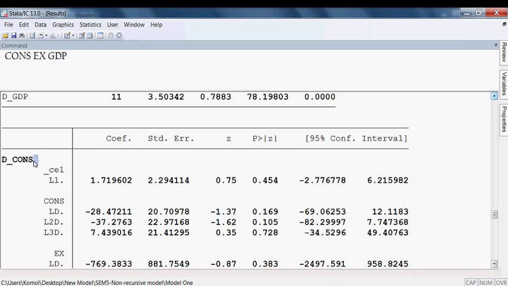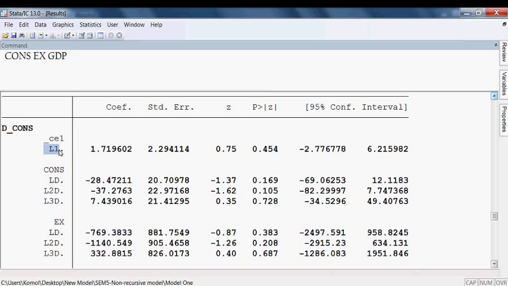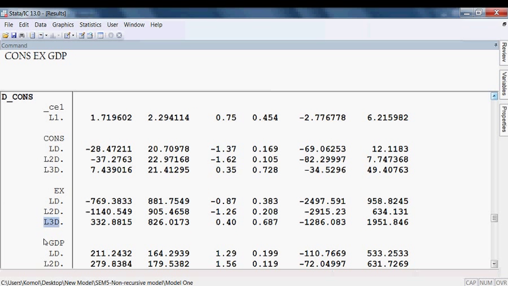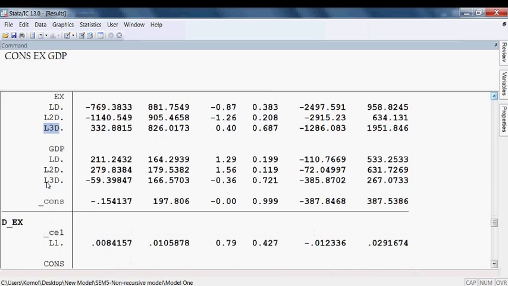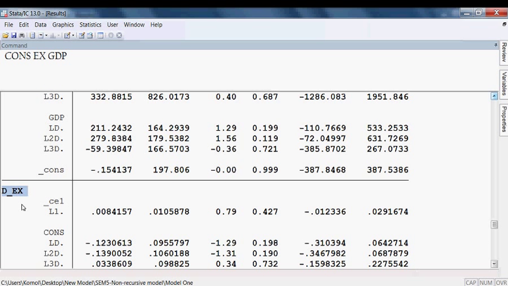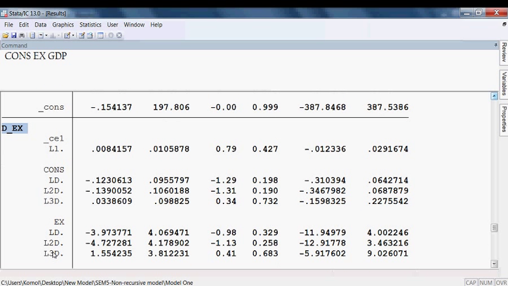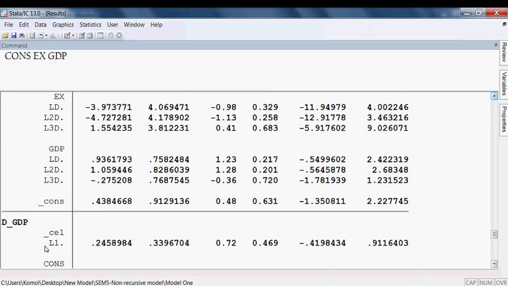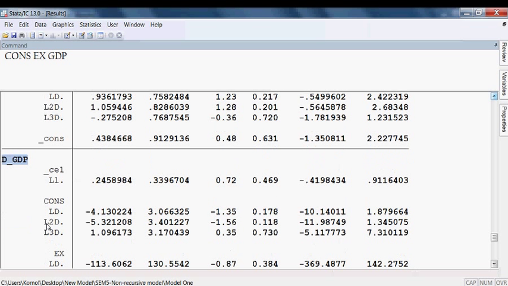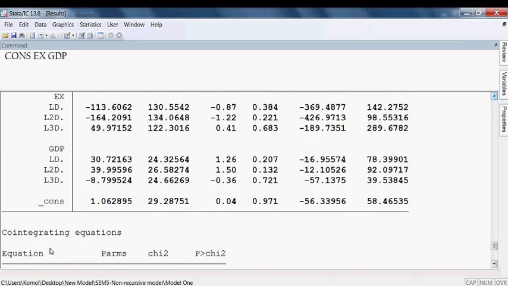Here dcons is the dependent variable, and this one, this one, this one, all are independent variables. And also DEX is a dependent variable, and here all are independent variables, and here DGDP is the dependent variable, and all are independent variables.